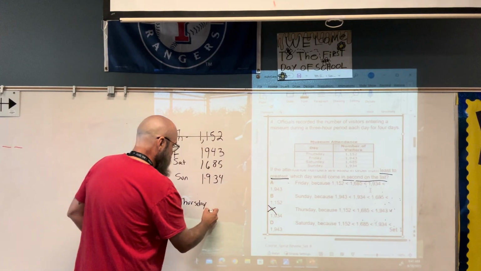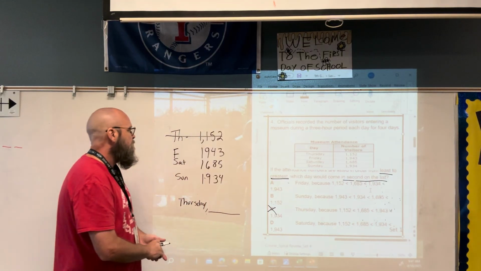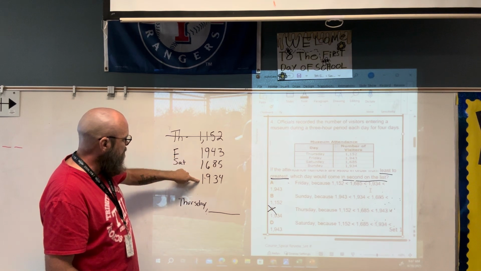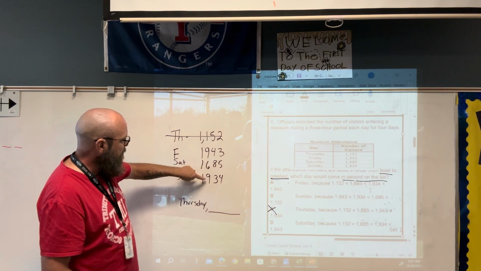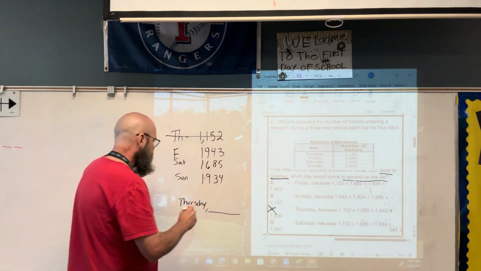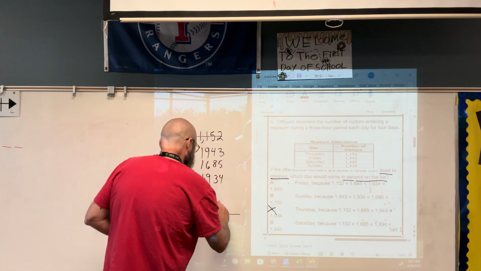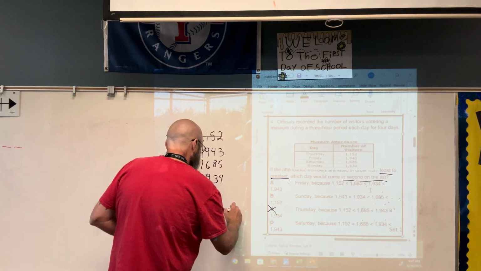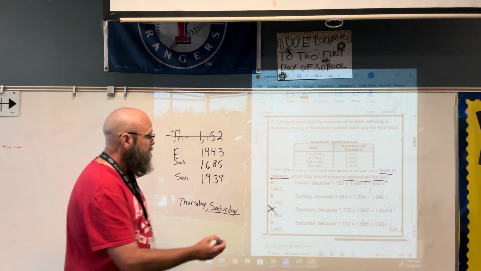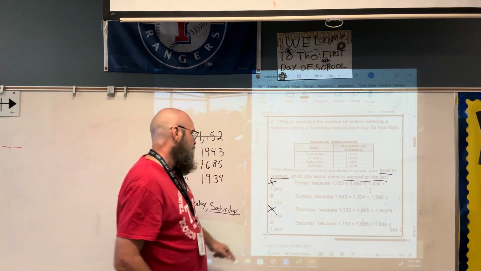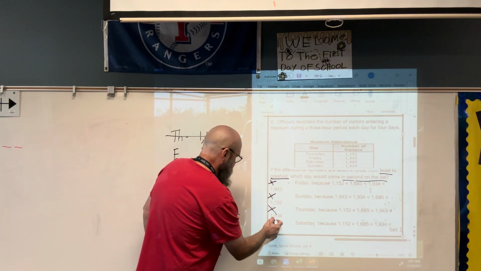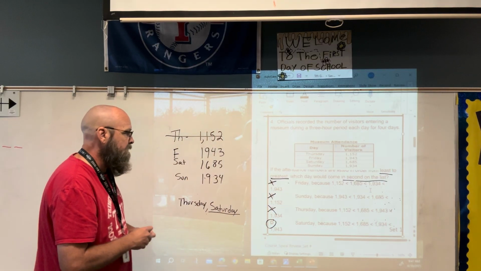What I want as my answer is the second smallest. So now I have 1000, 1000, 1000. I have 900, 600, 900. So the second smallest is going to be Saturday. So we have Thursday and then we have Saturday. So Saturday is our second smallest. Friday is not our second smallest. Sunday is not our second smallest. And Saturday is.